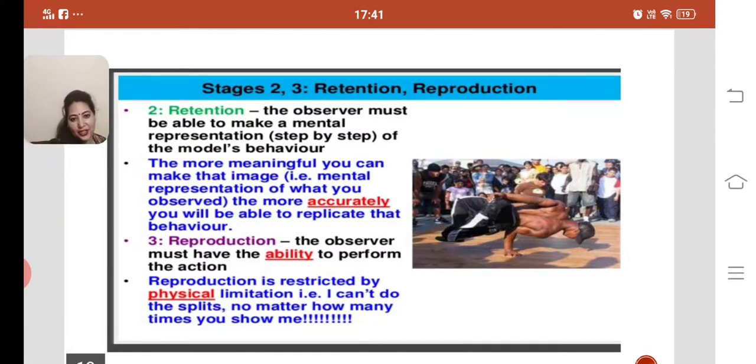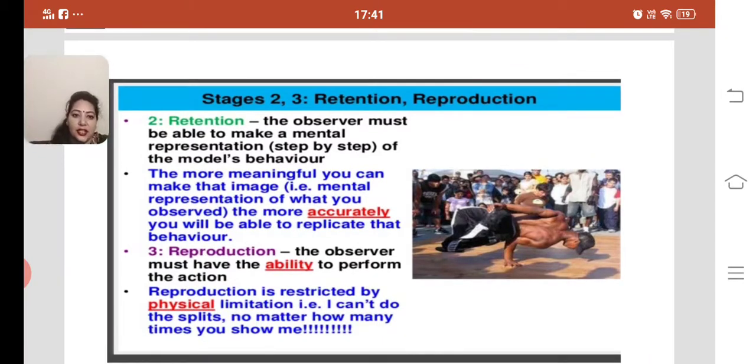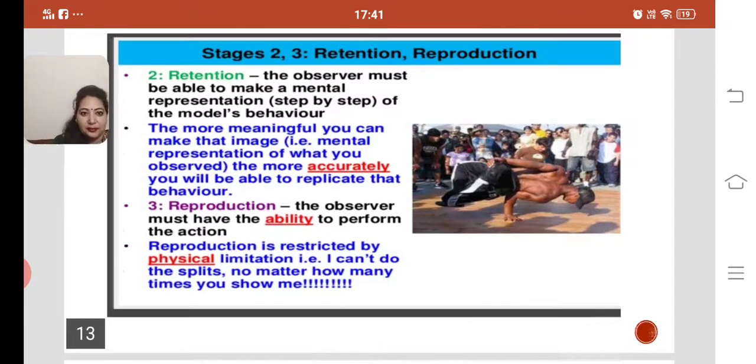The third is reproduction, which means you have to produce that behavior. What you have observed and retained, now it's time for reproduction. The observer must have the ability to perform the action accurately. Now here is a condition: reproduction is restricted by physical limitation. That is, I can't do the splits no matter how many times you show me. Like here in the diagrams, the person is performing a very difficult posture. So here you see that it's very difficult to perform. That is why it has been said it is restricted by physical limitation.